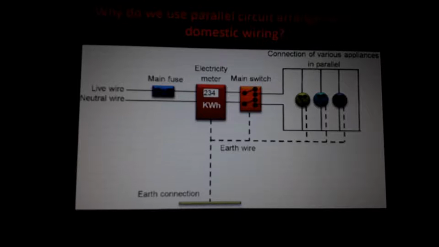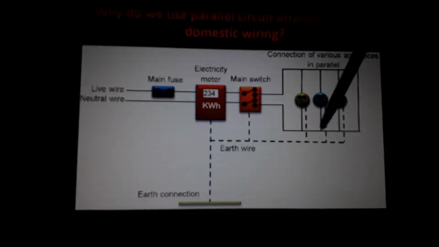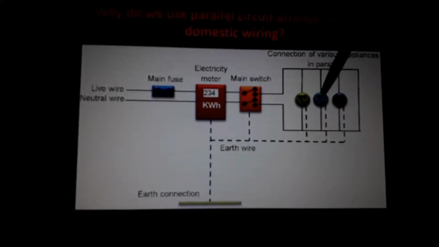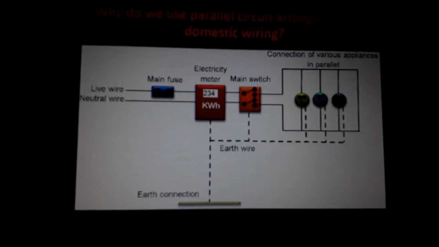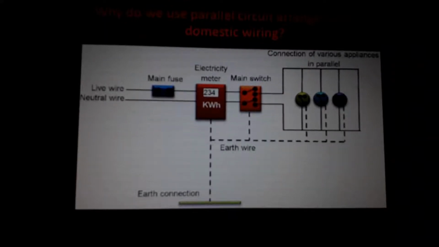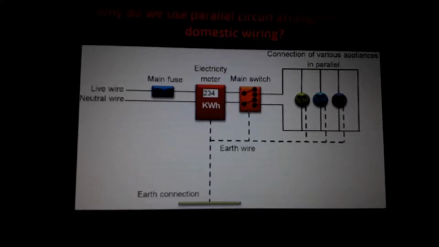But in short circuiting, the two wires are intersecting with each other. At that time, what will happen? Huge current will flow. It will pass the electric meter, the main switch, and our electrical appliances. If heavy current is passing through our electrical appliances, they will be damaged. It will cause huge loss for us.